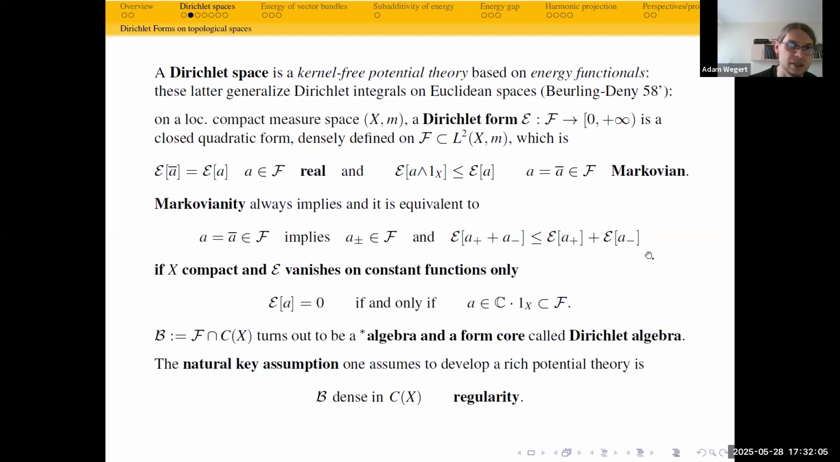Sorry, I'm lost in the sentence. Yes. Markovianity always implies, and it is equivalent to, there is some condition, then implies, and I'm completely lost. If additionally X is compact, so what follows from what?